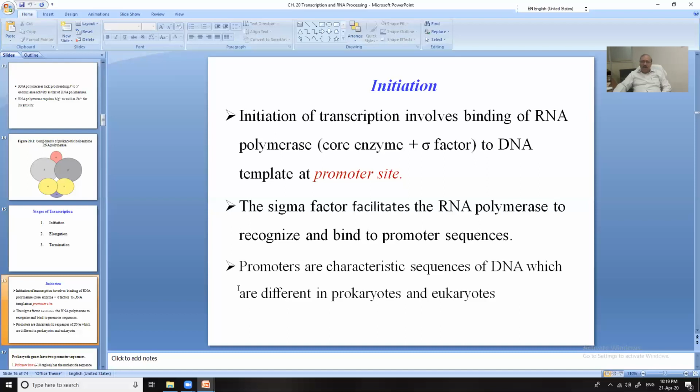Promoters are characteristic sequences of DNA which are different in prokaryotes and eukaryotes. The promoter is the site where the RNA polymerase will go and bind. The place where the RNA polymerase will start its functioning is known as the promoter site.